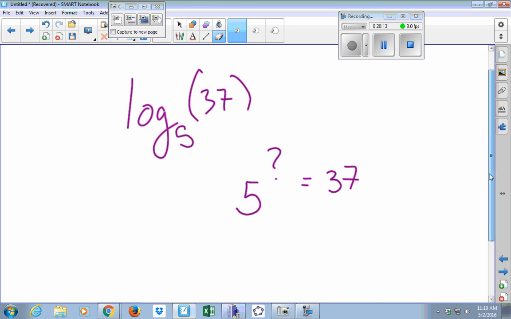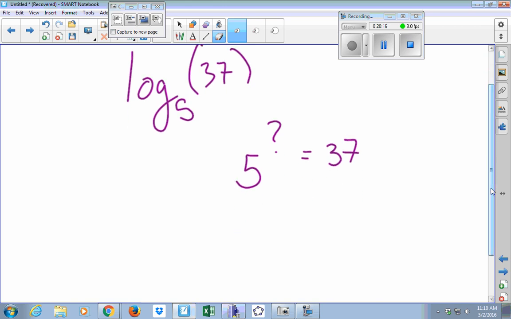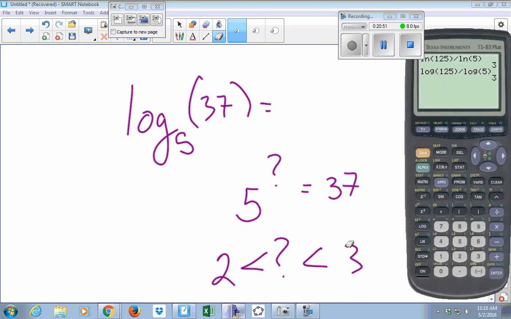Well, unless I'm a math savant, there's no way I would know that answer, right? But I can estimate between what two integers the question mark falls. It's got to be 2 and 3, because I know 5 squared is 25, which is less than 37, and 5 cubed is 125, which is bigger than 37. So it's got to be some number between 2 and 3. This is where your calculator would help you out. You could just throw that right into your calculator.